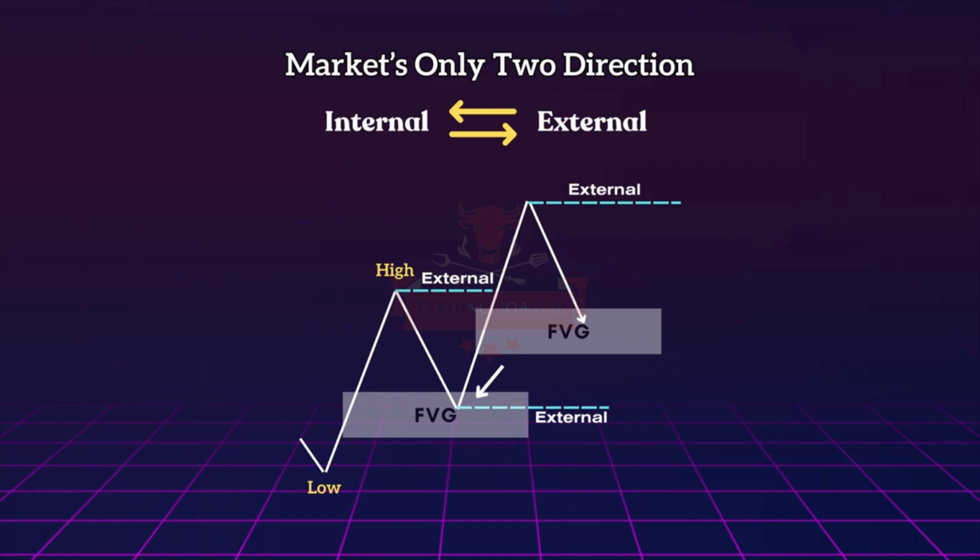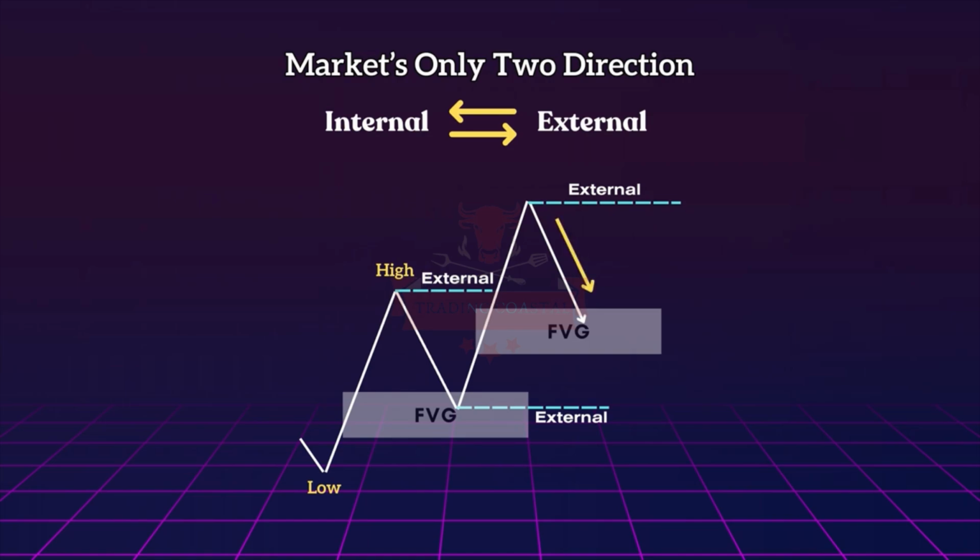From internal liquidity, the price transitions back to the external phase. Essentially, the price moves from the fair value gap to external liquidity by sweeping the liquidity above this high. With the external liquidity being swept, the price then aims to balance by targeting internal liquidity. This prompts the price to drop and fill the most recent fair value gaps.